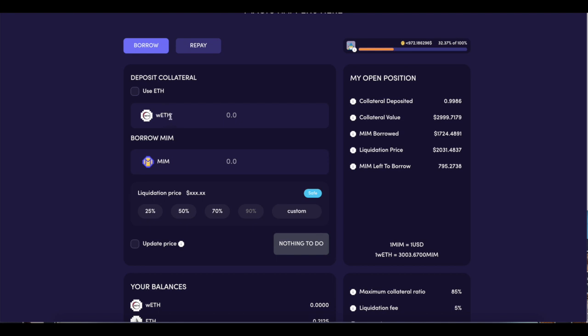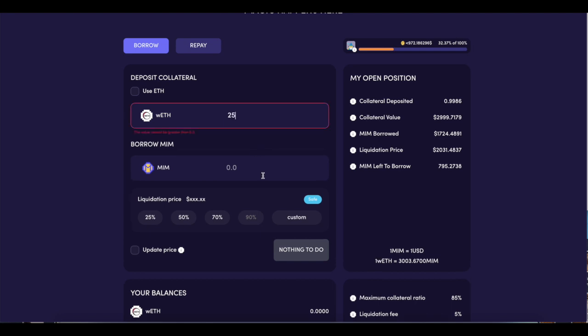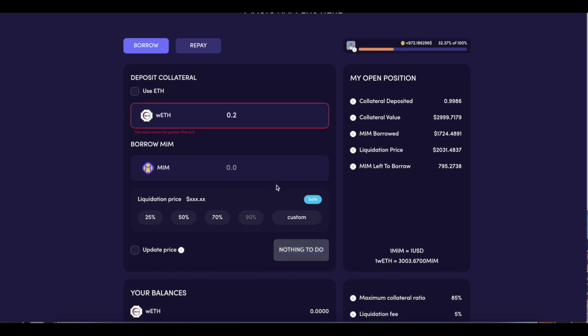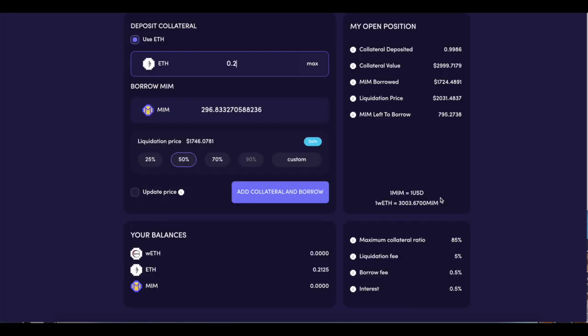Say I have one Ethereum. So let's go ahead and say I want to do, well, actually we'll just do 0.2 Ethereum, because that is in the wallet. So this is how you would lever up your gains. I'm going to use Ethereum and I'm going to borrow MIM against it. Let's just say I want to borrow 50%. Right now, 0.2 Ethereum is worth just about $600. So the reason why I'm getting $296 is because it's just about $600, so it's allowing me to borrow 50% of my position.